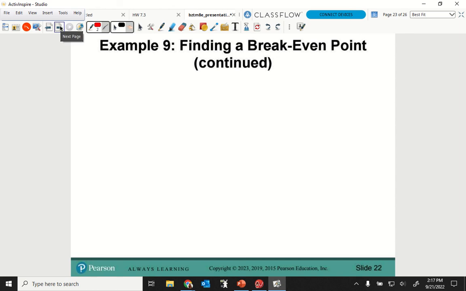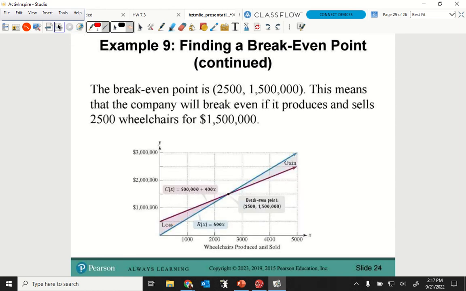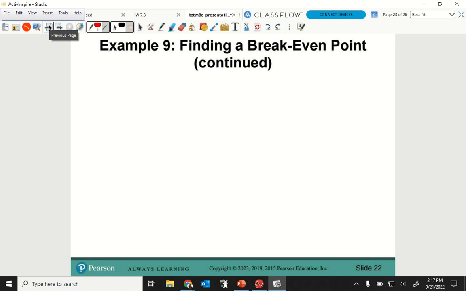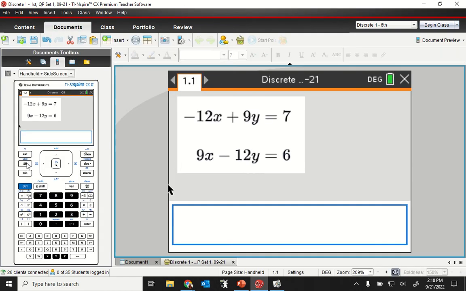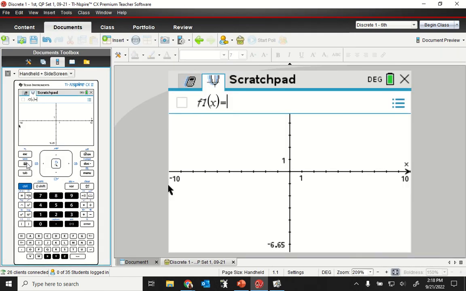Part C, we are going to find the break-even point. So I'm going to take my calculator, because I don't want to do this by hand, these are big numbers. Try to stay awake, please. So calculator is your friend. Go to my documents, go to Scratchpad here. So clear your Scratchpad, because if you did your warm-up, it's in the wrong mode right now. How do you clear the Scratchpad?